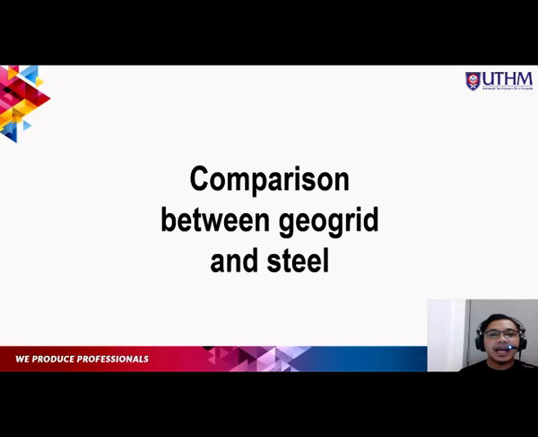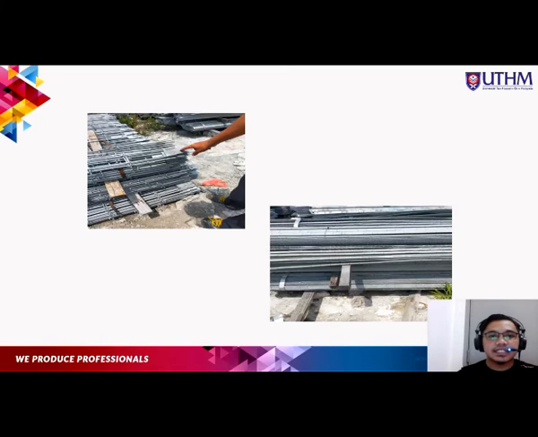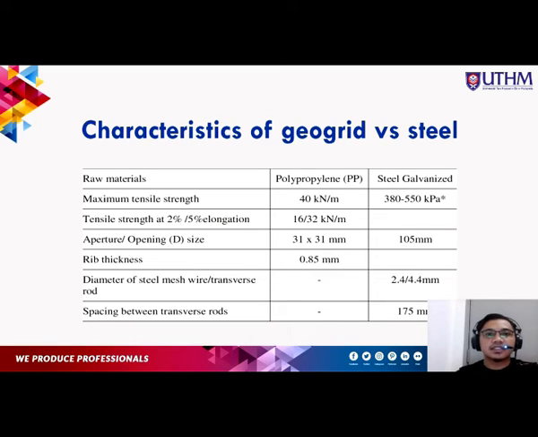Now I want to present about the comparison between geogrid and steel. This is a characteristic of geogrid versus steel. Steel reinforcement is extremely stiff and nearly inextensible when compared to common strain rates in engineering soil. However, because it is significantly stiffer than the soil, this is not always a positive thing in MSE wall construction because soil strength may not be mobilized. This must be taken into account when designing.